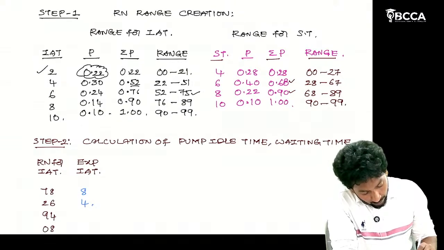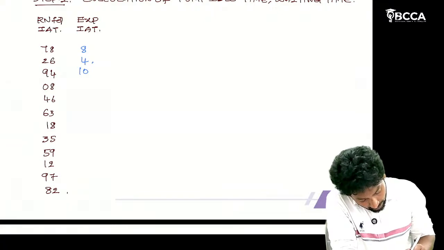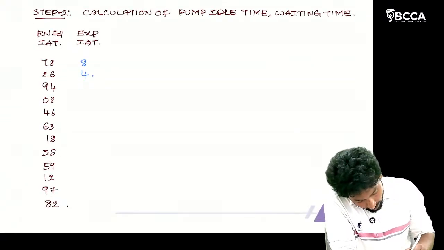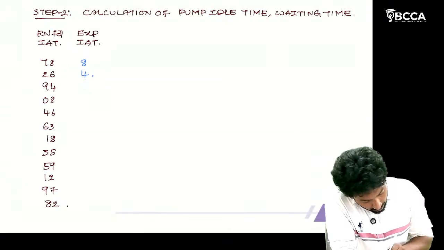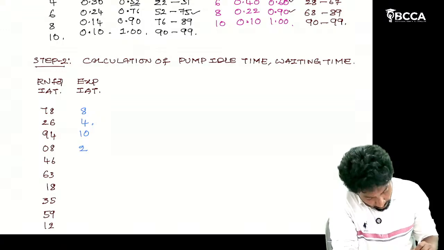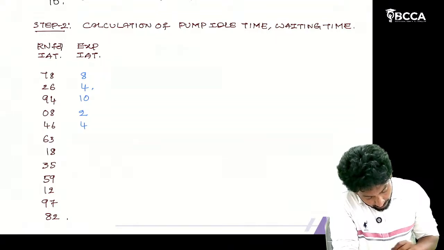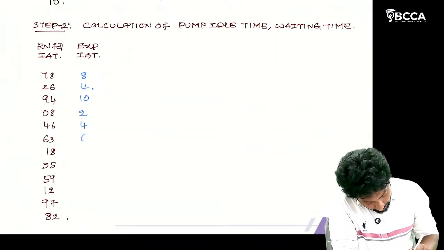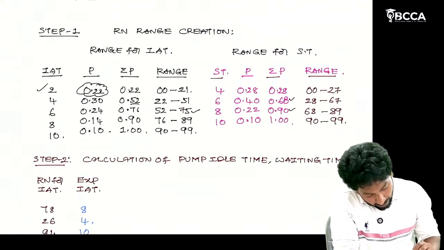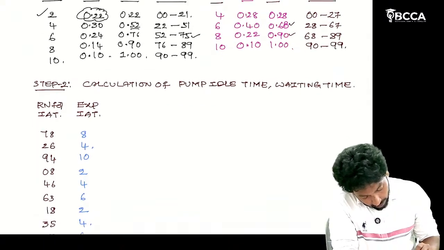Next one, 94, last class interval, 10. For 08, that is 2, sorry, it is 2 only. For 46, that is 4. For 63, 6. For 18, 2. For 35, 4. For 59, it falls under the third class interval, 6. For 12, it is 2 only.